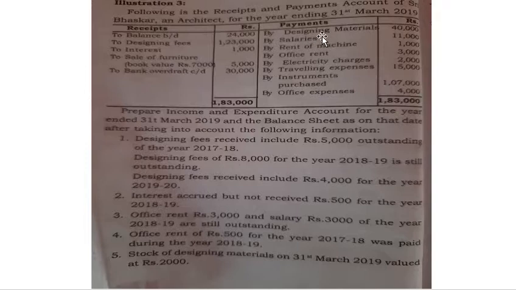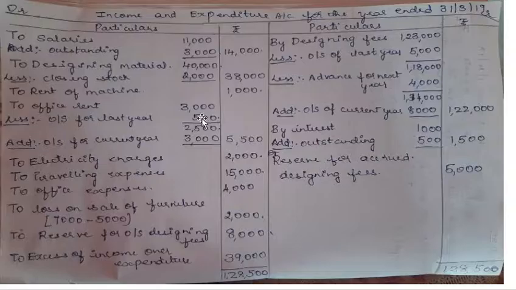That is the designing fees of 1,20,000. It means that last year's amount is received, so that is what we have to write here: reserve for accrued designing fees 5000. Note, I have given at the end. Now you have to total both the sides. It is 1,38,500. Here 1,38,500. Deduct, and you will get the difference of rupees 39,000. That is the balance.